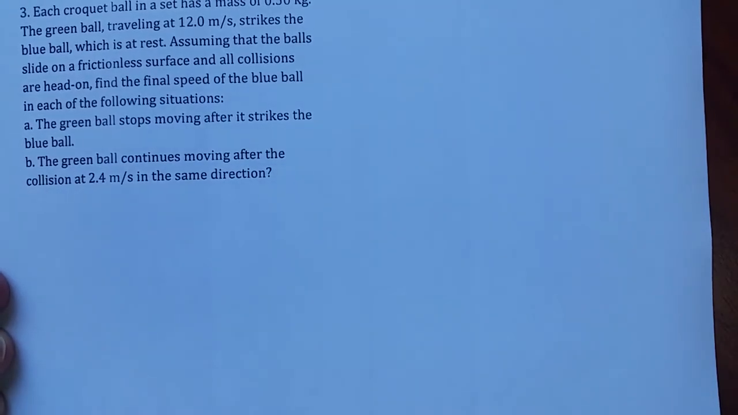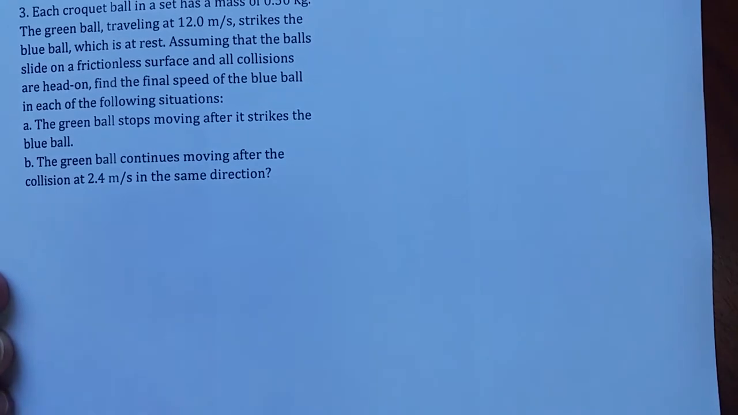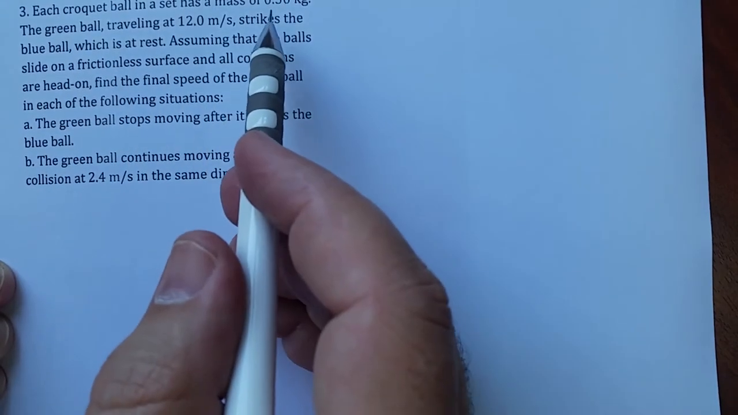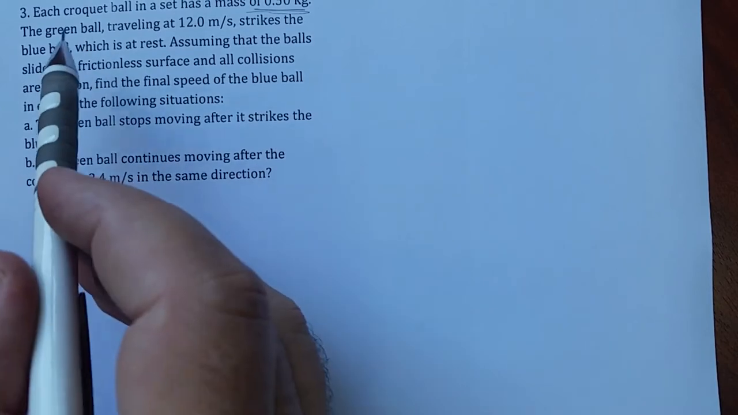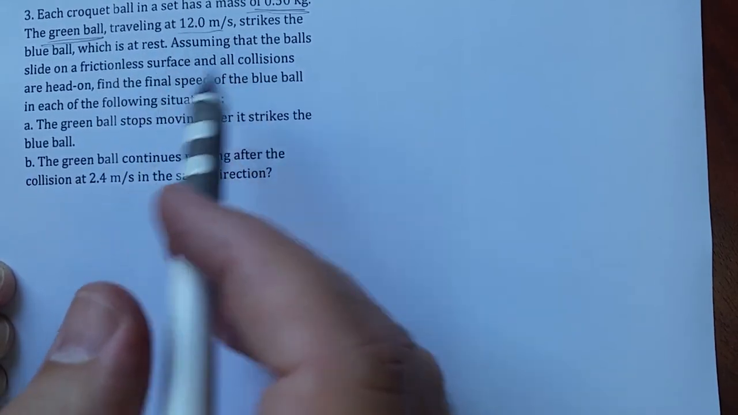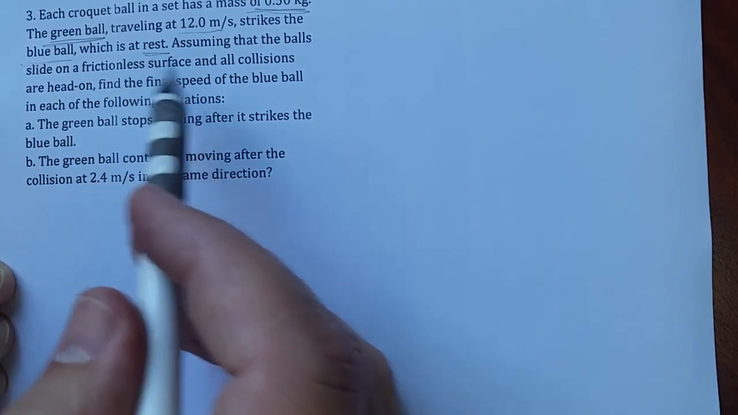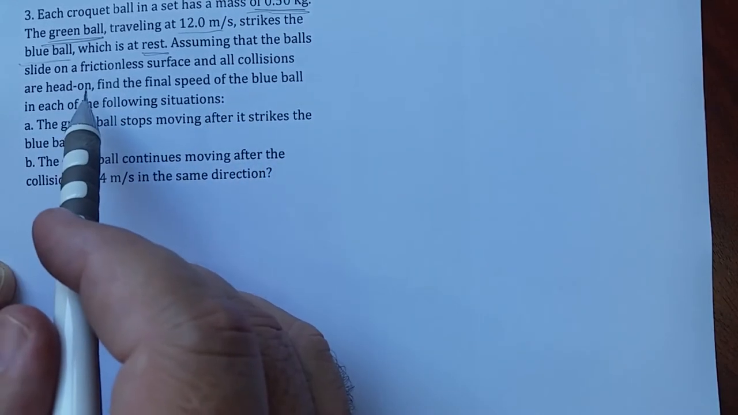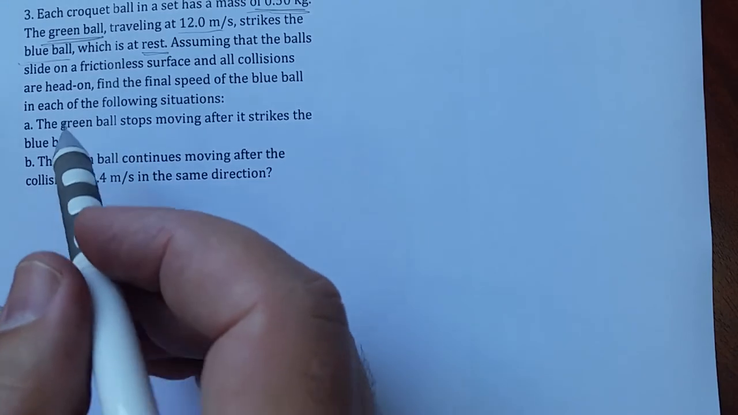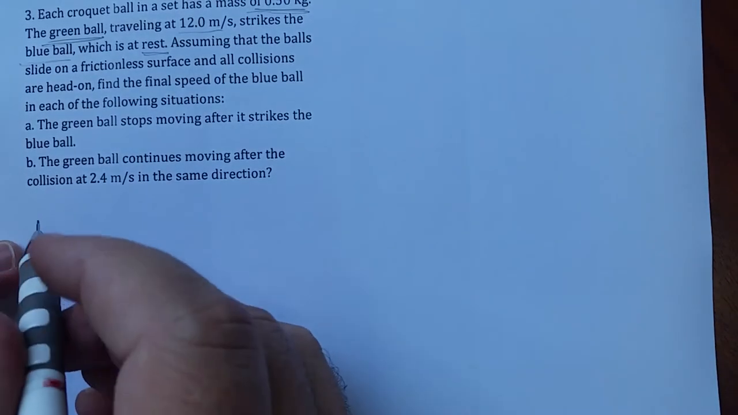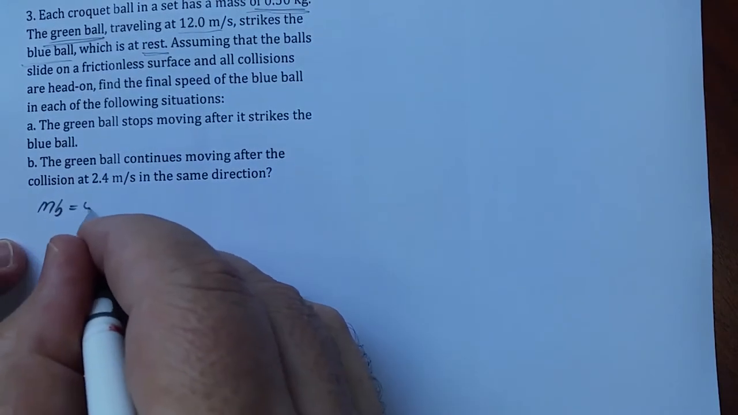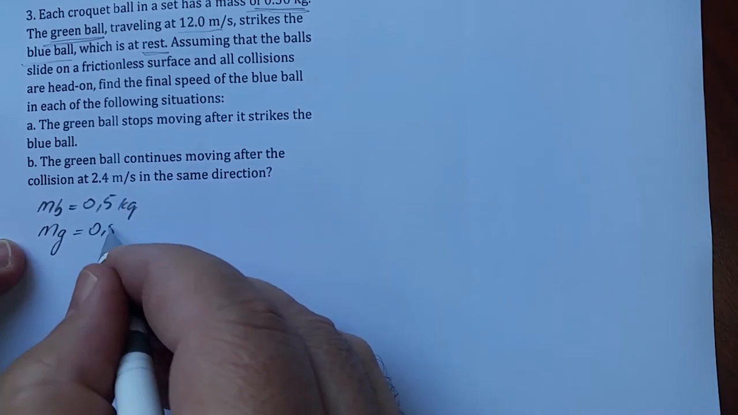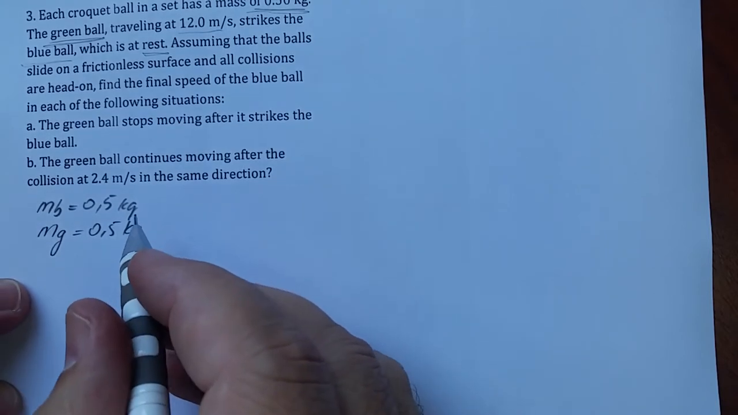Okay, again from 5D we continue. Now problem 3. Each cricket ball in a set has a mass of 0.5. All balls have the same mass, 0.5, and there is a green ball traveling with 12 meters per second that strikes a blue ball which is at rest, assuming that the balls slide on a frictionless surface and all collisions are head on. Head on means they hit directly from the center, not at an angle. So the mass of the blue ball is given, 0.5 kilogram. And there is another ball, the mass of the green ball, it is also 0.5 kilogram. And then what is given?